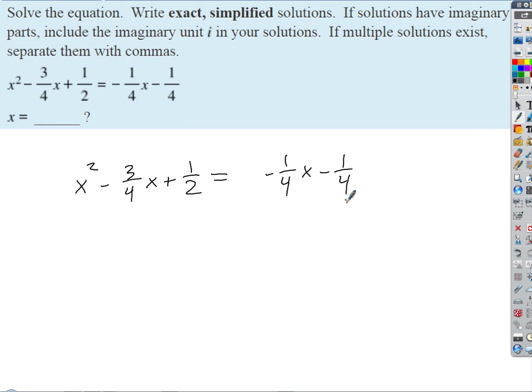All those fractions are pretty inconvenient. Anybody make a suggestion how we could get rid of them? Kill them. No, that's what we're going to do. Yeah, multiply them all by 4. That's it. Yeah, this is called clearing the fractions. It's a really good trick.